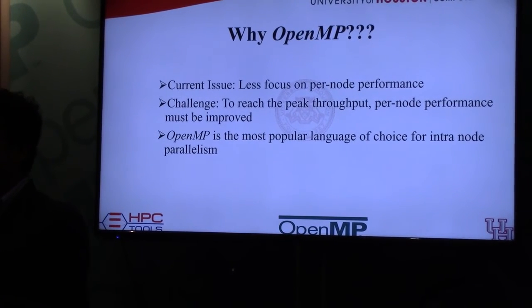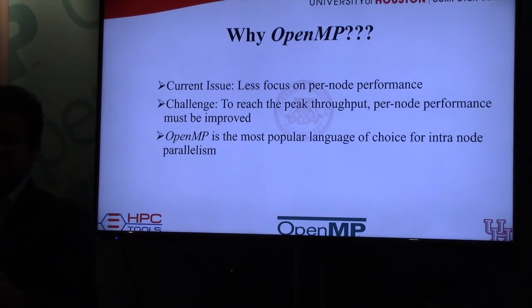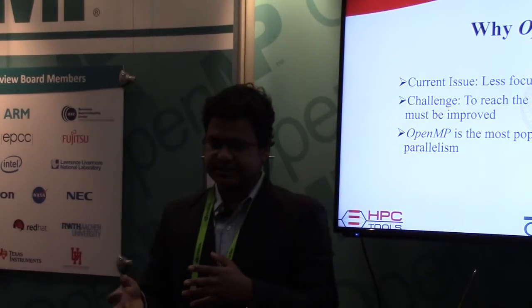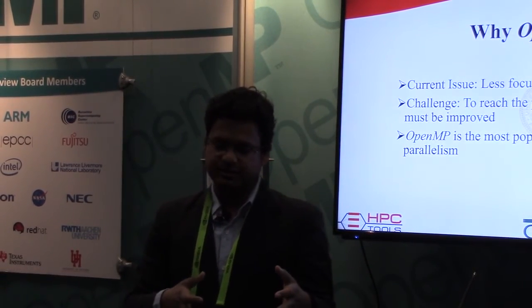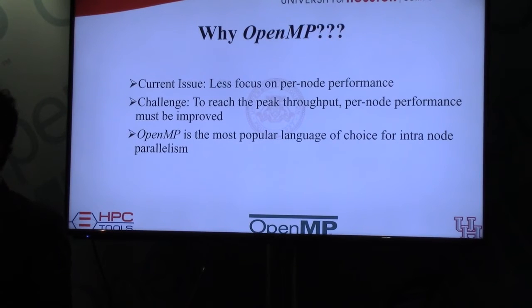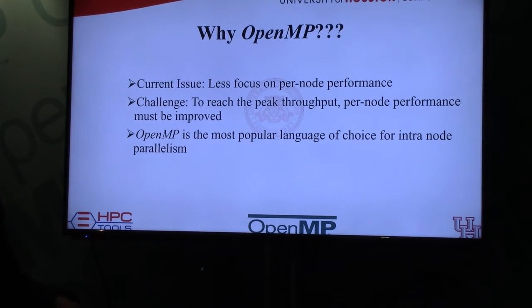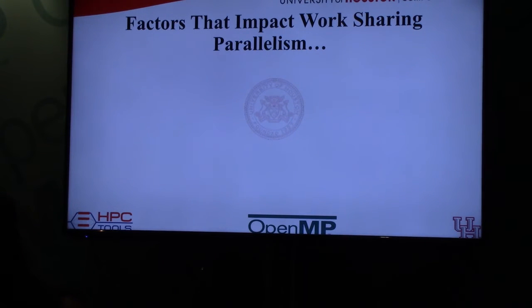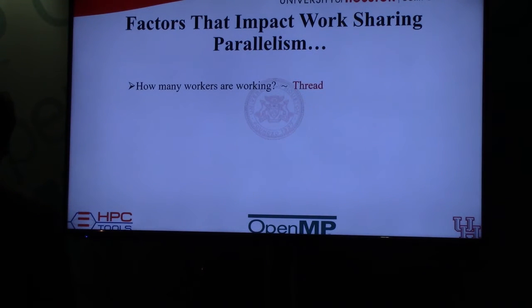To improve the performance and energy efficiency of something, we first need to know what things actually impact them. As of now, most applications in the science community are mainly based on work sharing constructs. Although new applications are coming that also use task-based constructs, in this part we will mainly concentrate on the work sharing part of OpenMP. Now, what are the factors that impact the performance and energy optimization of work sharing constructs? First of all, how many workers are working in my work? Threads.